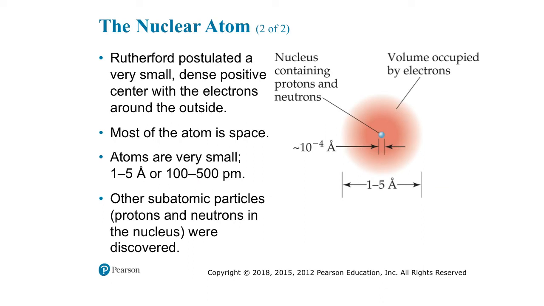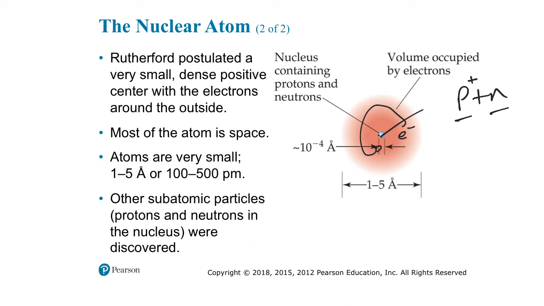So in the nuclear model, within the nucleus, we have our protons and our neutrons. These are relatively massive particles. These carry a majority of the mass of the atom. And then the electrons are orbiting outside the nucleus, spinning around, and we'll learn the different types of orbitals that they tend to reside in when we get to chapter 6. So Rutherford postulated a very small, dense, positively charged center with the electrons traveling around the outside.